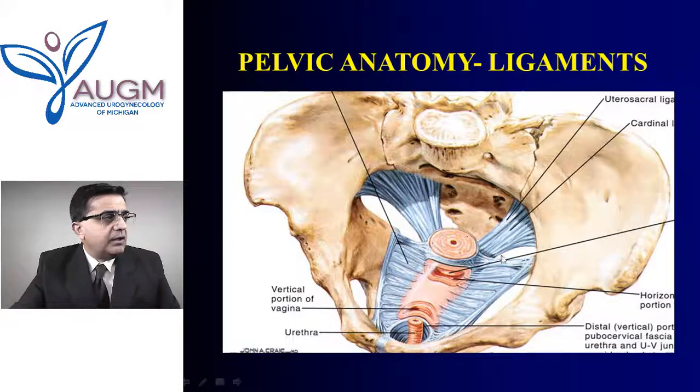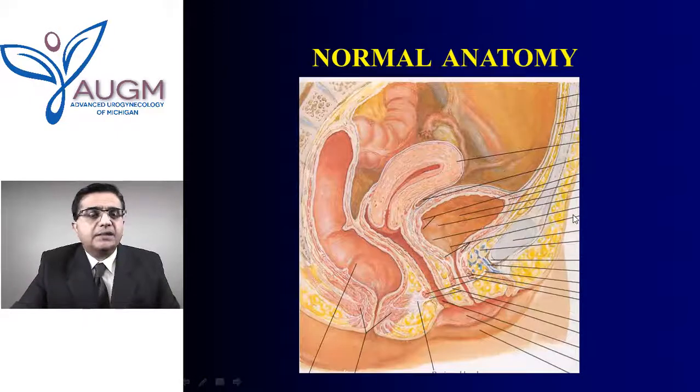You can see this one here, and that's called the cardinal ligament or the transverse cervical ligament. And this ligament goes from the cervix and attaches to the side part of the bony pelvis, as can be seen here. So cardinal or the transverse cervical ligament. Again, these ligaments are important, as is the muscle, to keep the pelvic organs, especially in this case the uterus, in place.